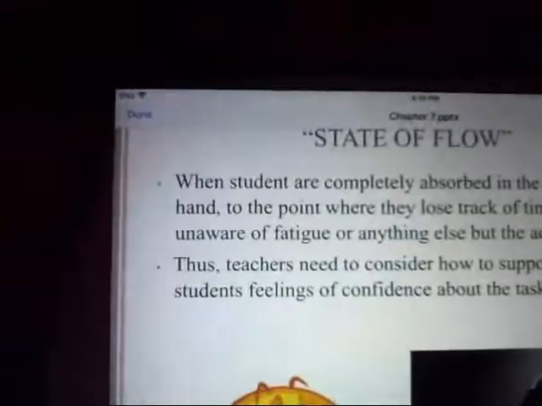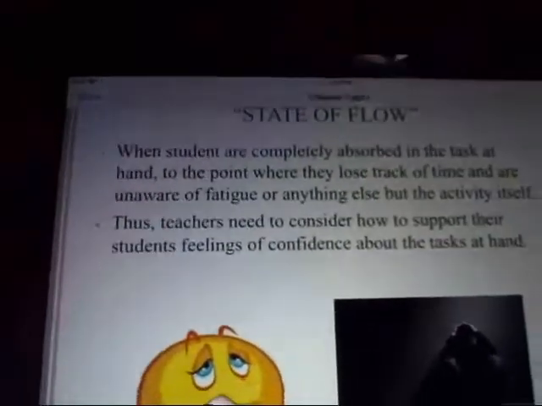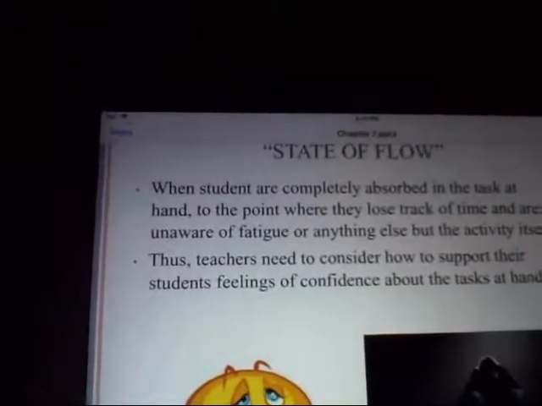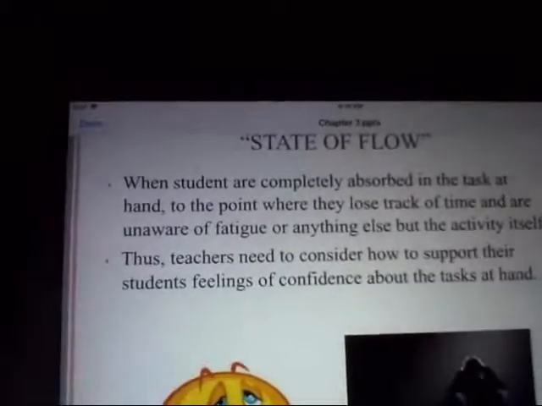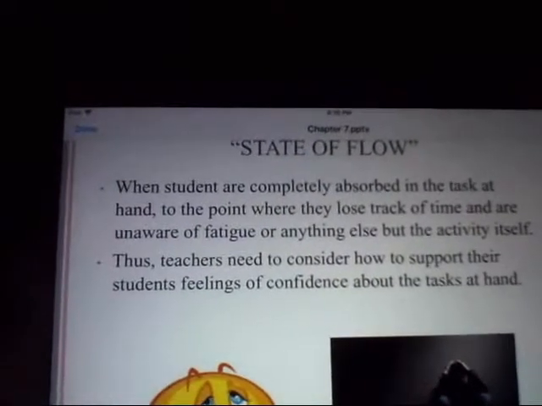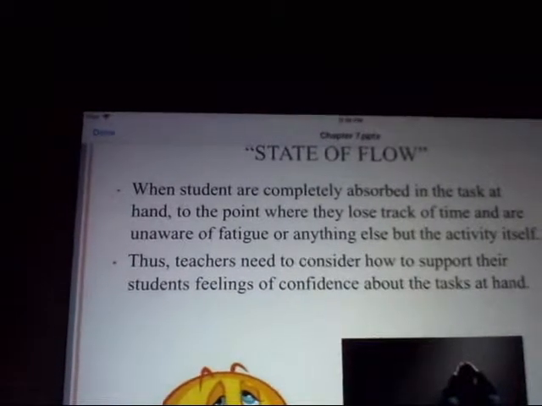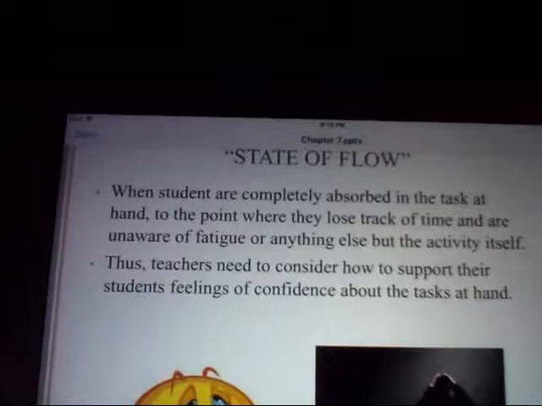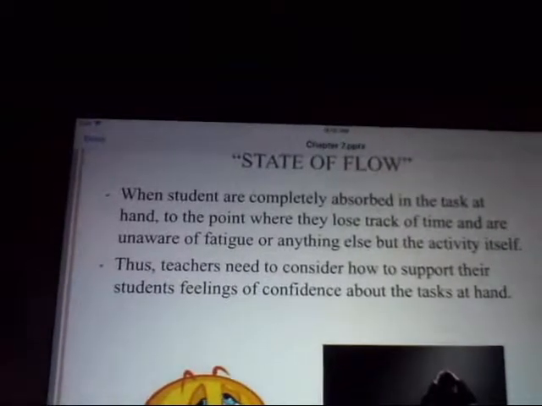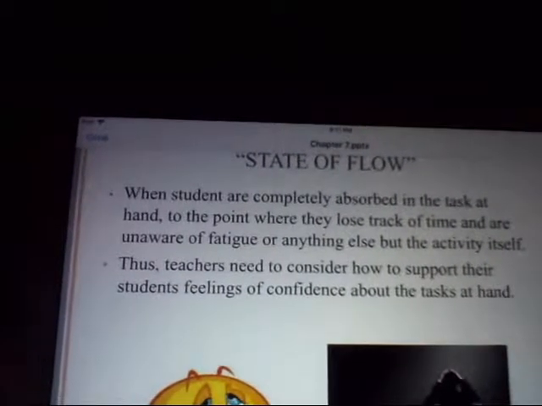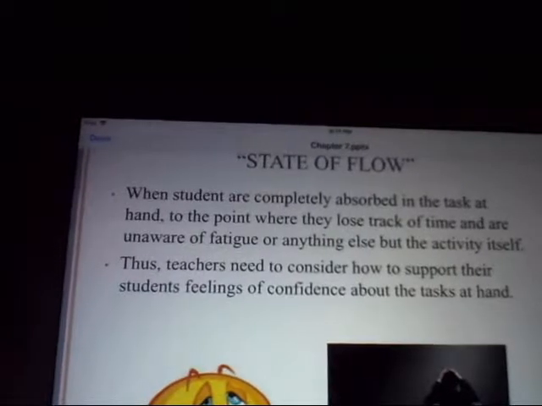It also talks about state of flow. I feel this is not emphasized as much as it should be. What is this state of flow? It's when students are completely absorbed in the task at hand, to the point where they lose track of time and are unaware of fatigue or anything else but the activity itself. Does the teacher need to consider how to support their students' feelings of confidence about the task at hand?